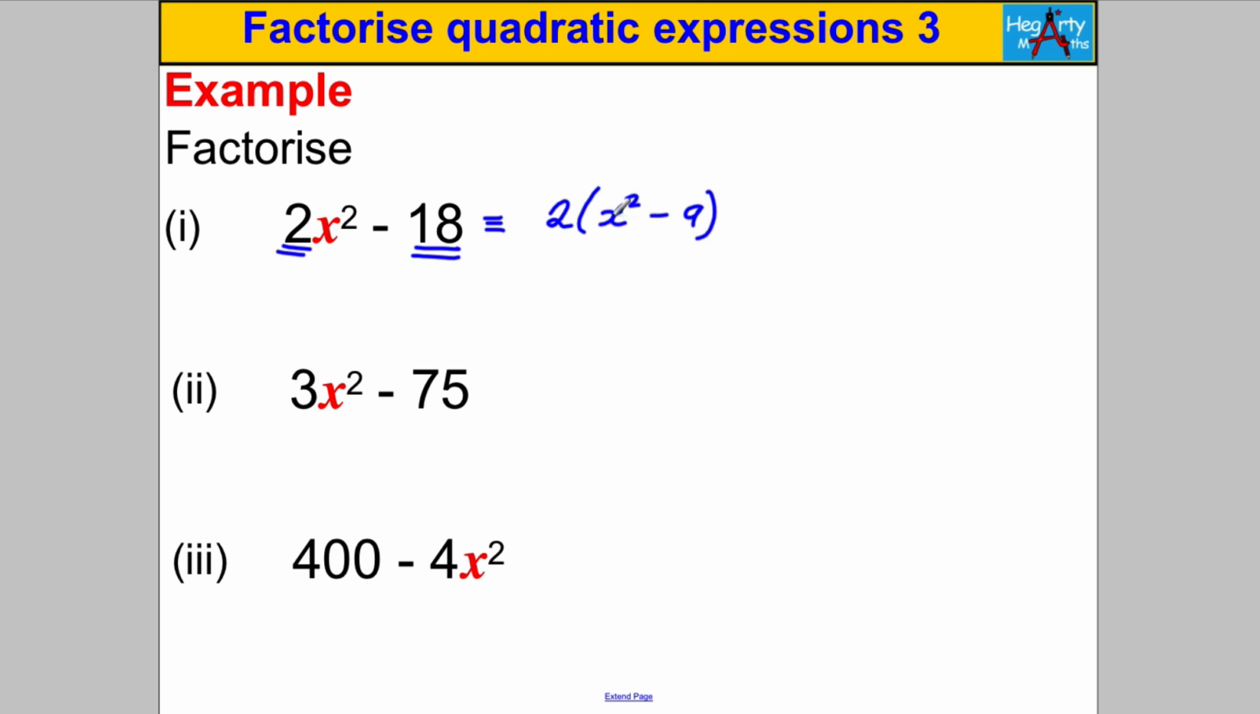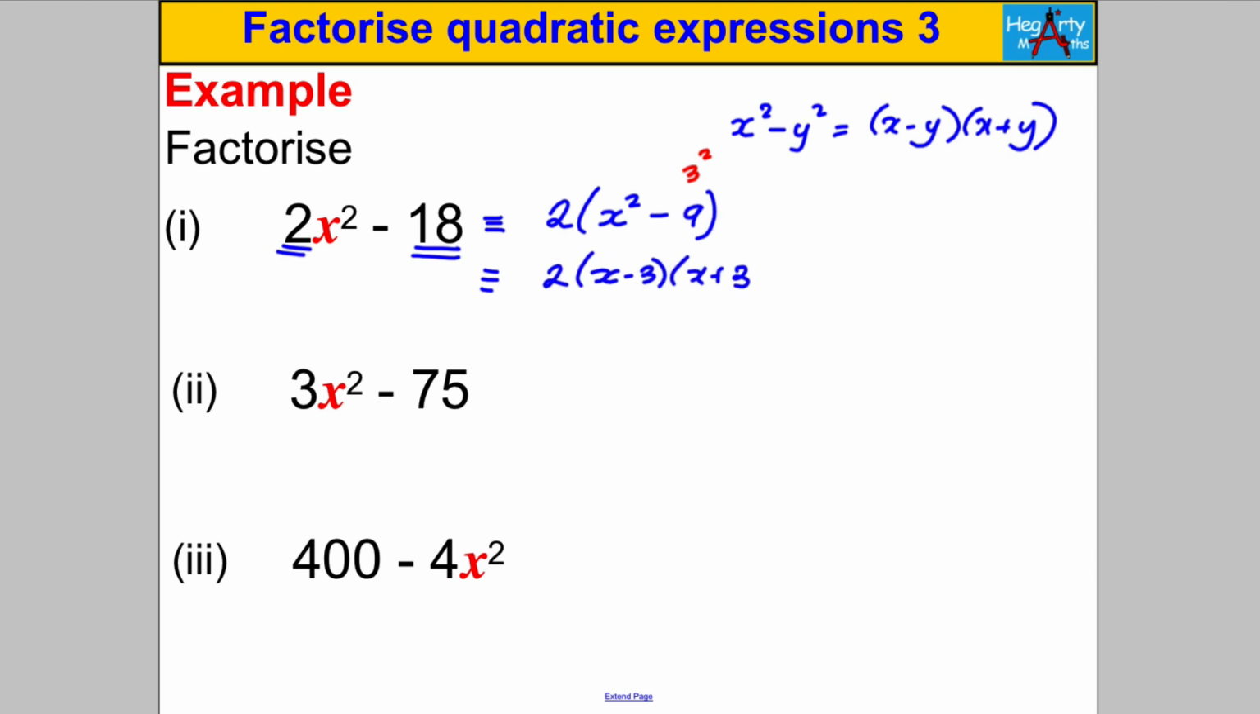Now how do we factorise these? Do you remember factorising quadratic expressions too? This is a difference of 2 squares. Remember, we know that x squared take away y squared factorises to x take away y, x add y. That was called the difference of 2 squares. Now I know that 9 is really 3 squared. So how does this factorise? Keep the 2 there. This will factorise to x subtract 3, x add 3. Done.